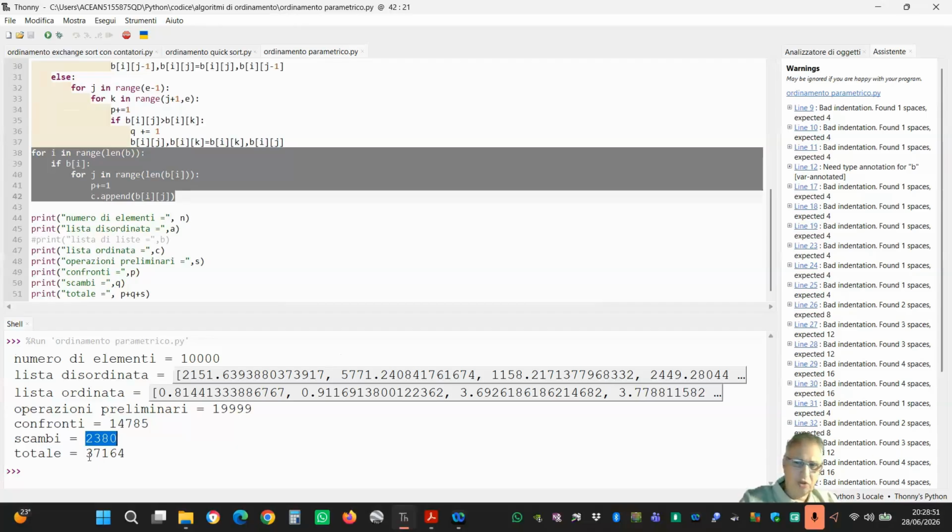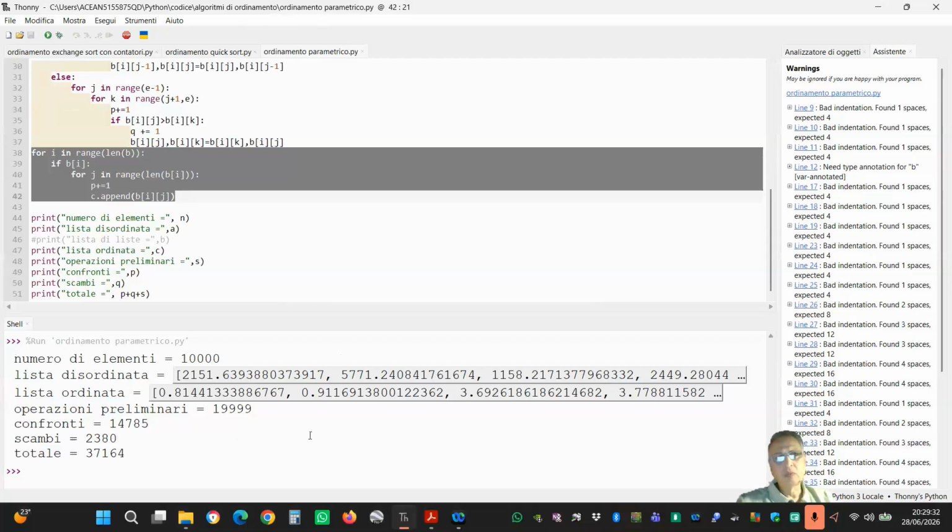The total number of operations performed, which in this case are elementary, is 37,164 for 10,000 elements of the vector. That is, we have an average of 3.7 steps for each element that we need to sort. And it's a very good average because in terms of order of magnitude, we are in the order of n log n. As an order of magnitude, clearly, it's not a precise calculation, it's an approximate calculation.